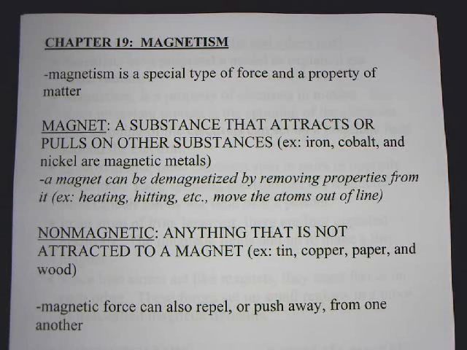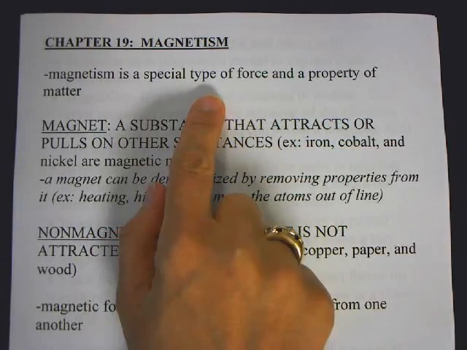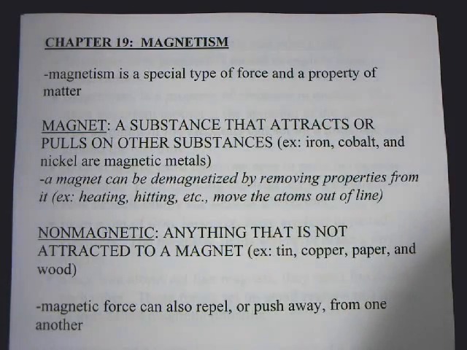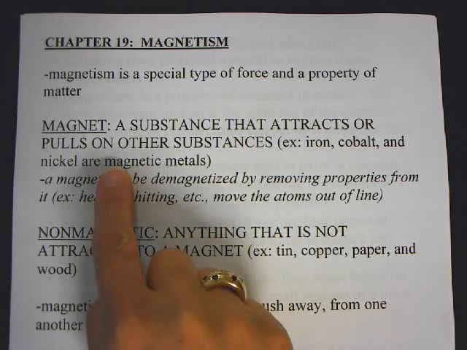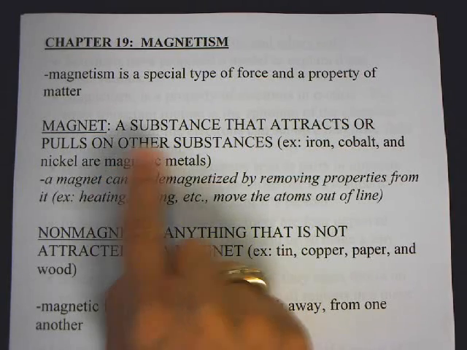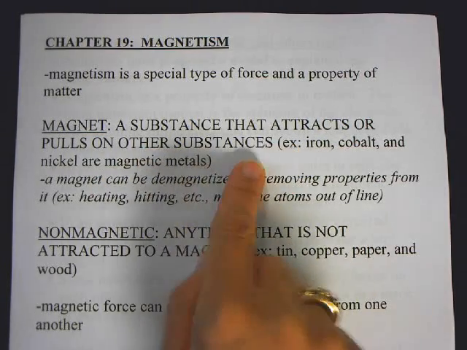Chapter 19 deals with magnetism. So magnetism is a special property. It's a special type of force. Now, everyone's familiar with magnets. You've seen magnets. So a magnet is a substance that attracts or pulls on other substances.